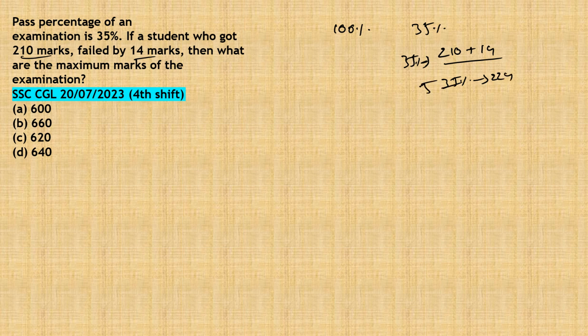7 5s are 35. 7 3s are 21. 7 2s are 14. So 5% denotes 32. We need to find 100%. If you do it here with 20 and here 20, 100% denotes 32 into 20, which is 640. 640 is the answer. That is option number D. It was asked in the CGL examination, which is very easy.